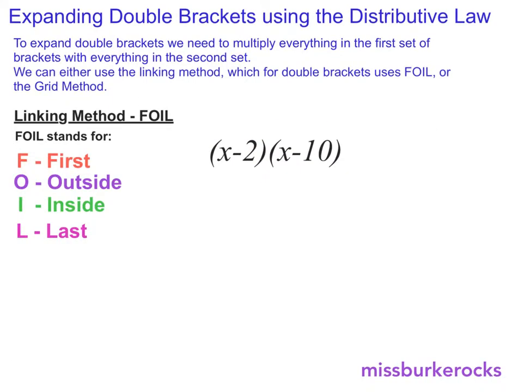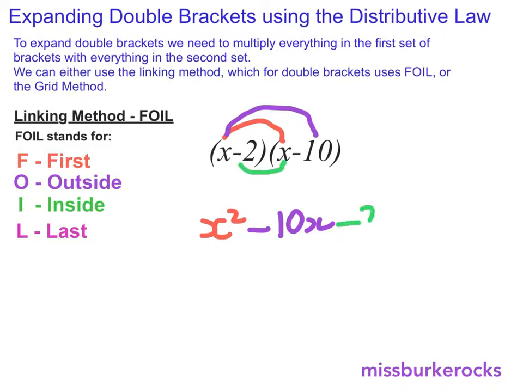Now I'm going to do one where our numbers here are both negative. Again, the process is still the exact same. We have first x times x is x squared. We have outside x times negative 10 is negative 10x. We have inside negative 2 times x is negative 2x. And we have last, which is we have negative 2 times negative 10 gives me positive 20.